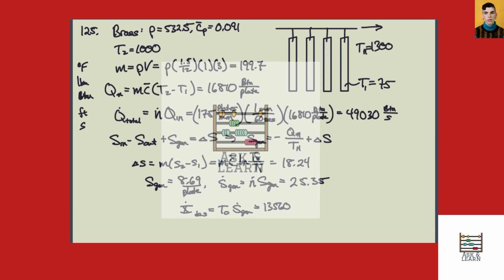The exergy destroyed is just the surrounding temperature times the entropy generated. I think we just used 75, right? I used just 75, so this is also T naught, 75 converted to Rankine, of course. And so the rate of exergy destruction is 13,560 BTU per second.